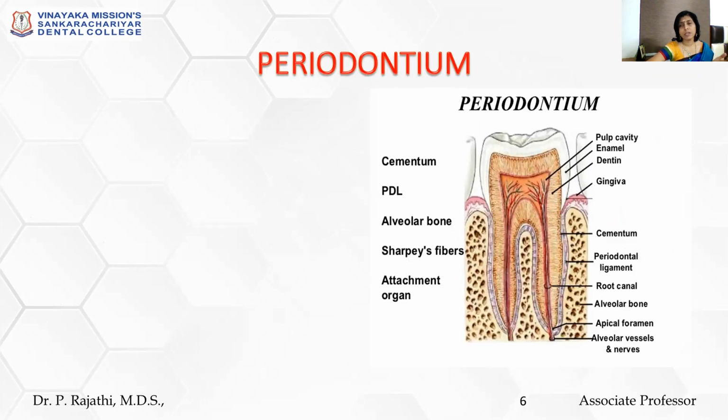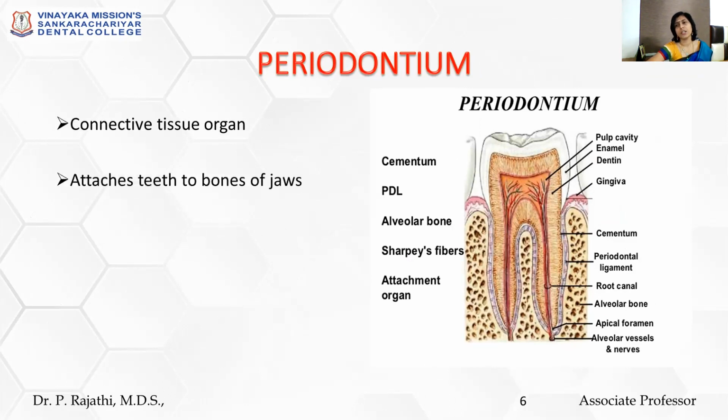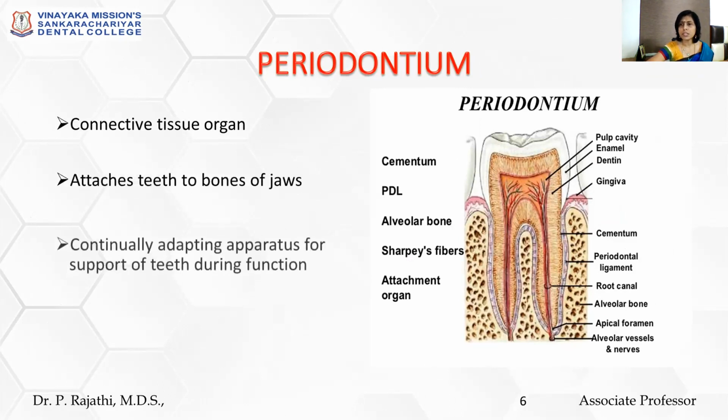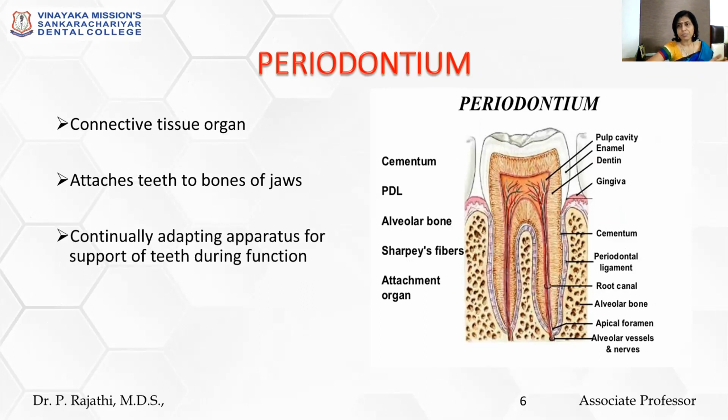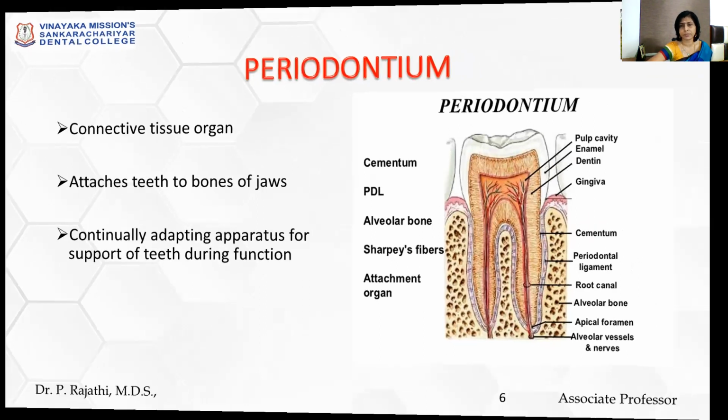So let's see what is periodontium. As the name implies, peri means around, odent means tooth. Periodontium means connective tissue organ that is going to surround the tooth and attach the tooth to the jawbone. So this is going to adapt continuously for support of the tooth during its masticatory function.